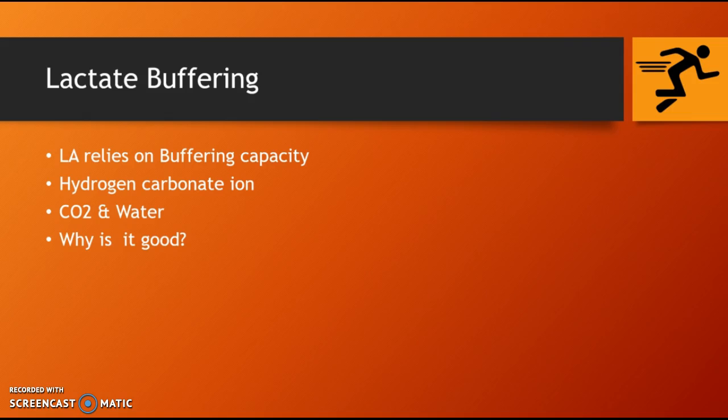So why is it good then? This is really good because it gets rid of all the harmful stuff that lactic acid normally provides, so that we don't fatigue in our sport.